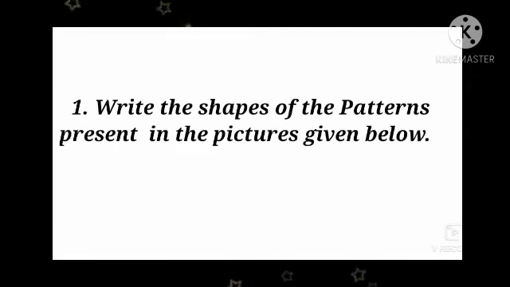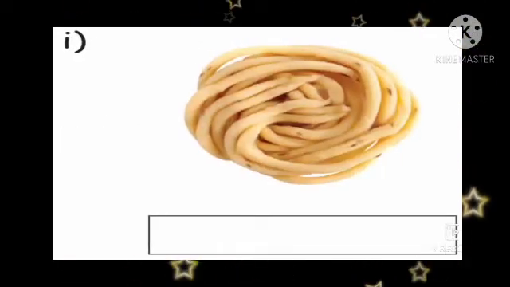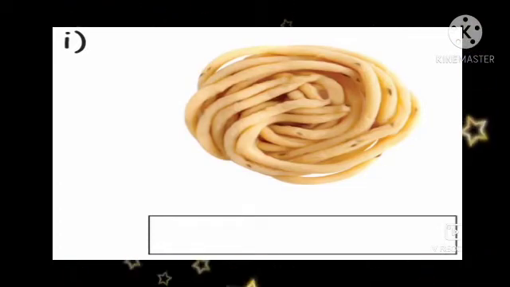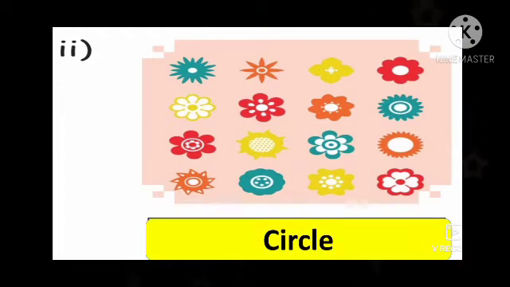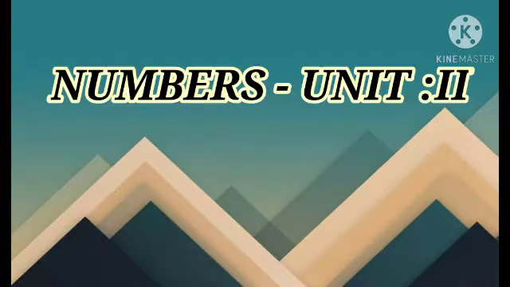First problem, write the shapes of the patterns present in the pictures given below. What shape is this? Yes, it is spiral. Now, look at the picture. What patterns are present in the pictures given below? Yes, they are circles.